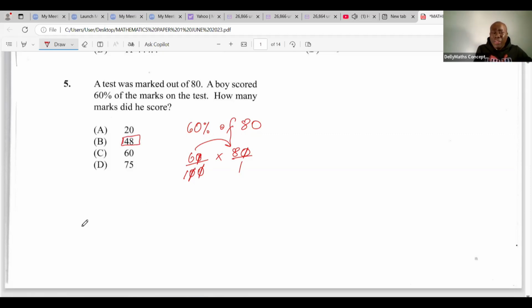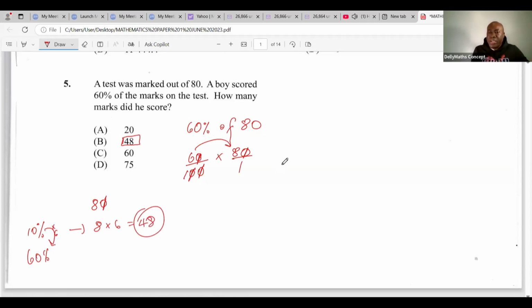So another method that you could have used, and this is totally up to you, is that if we have 80, 10% of 80 is to take off the 0 at the back. So 10% is equivalent to 8 marks. And then 60% means that you're multiplying 10 by 6, right? Which means that if you multiply the 8 by 6, you will get the equivalent idea, which is 48.